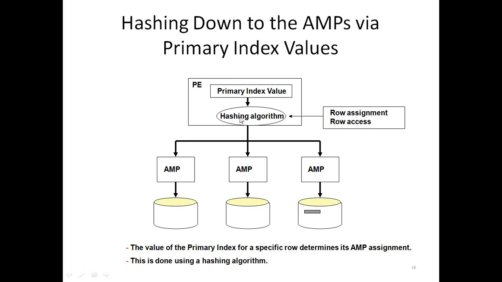This hash algorithm will take the primary index values as input and generate a hash value as output. With that hash value, Teradata can determine which AMP it has to go to. Let's suppose one row has a primary index value and the hash algorithm takes that value as input and determines AMP number 2, that is 0, 1 and 2. AMP number 2 is the AMP in which this record has to be stored. So it will go and store in that particular AMP.